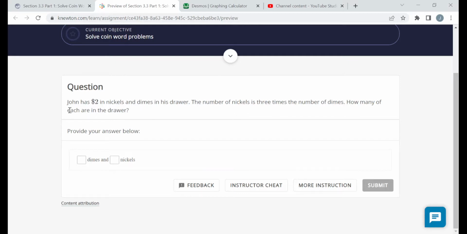Alright, so here we have, John has $2 in nickels and dimes in his drawer. The number of nickels is 3 times the number of dimes. How many of each are in the drawer? How many nickels, how many dimes? And then pay attention to the boxes here when you're entering your answers. Notice it's a blank in front of the word dimes, so that's how many dimes you should be entering, right? And then a blank in front of the word nickels.